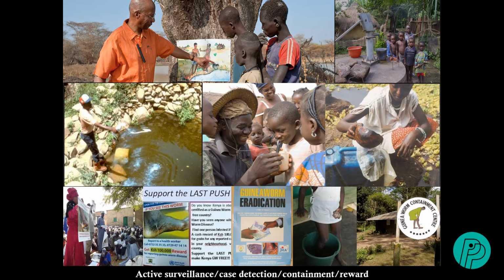And then finally, there's a large network out there for active surveillance and case detection. And when cases are detected, folk can be brought into containment centers where you can do that controlled immersion that I talked about earlier so that there's less risk of contaminating natural waterways.